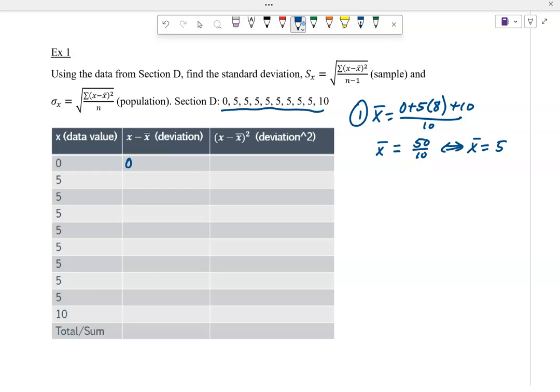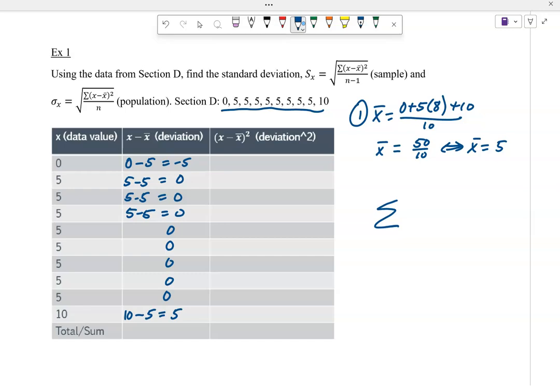So let's find our deviation from the mean for each of these. The data value minus the mean. So I got negative 5. The next data value is 5, so 5 minus the mean. All of these will be 0, 0, 0, 0, 0. And then finally, this data value minus the mean gives me 5.